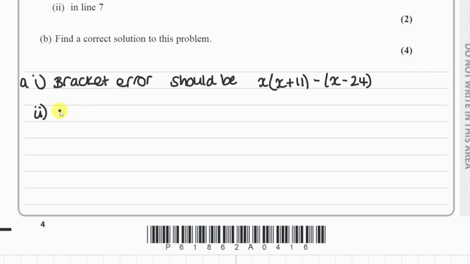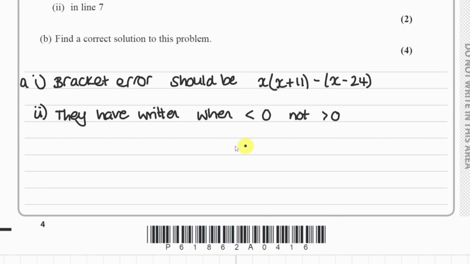You could put they have written when less than 0, not greater than 0. Again, you can put down what it should be, and that correct statement at the bottom. If you wanted to, you can correct their work. Then for part 2, it says find a correct solution to this problem.